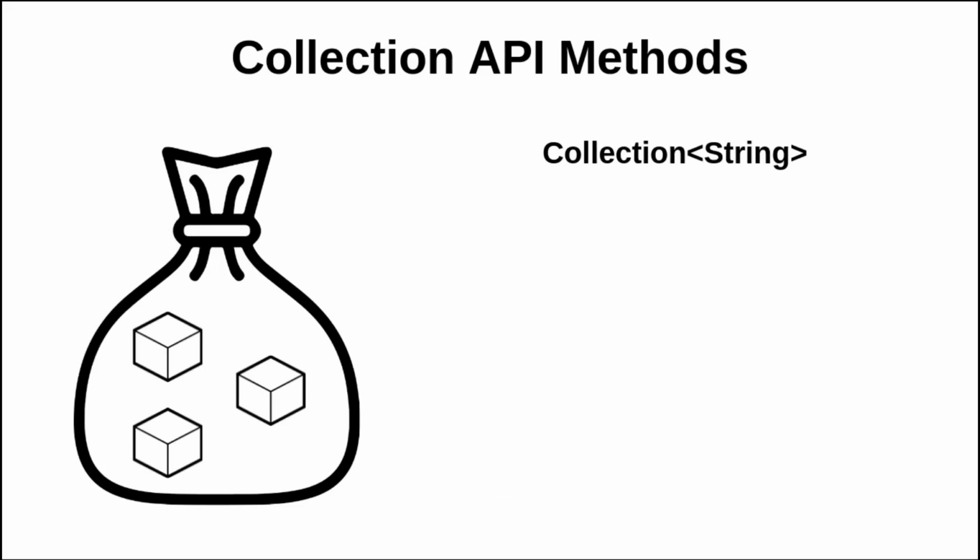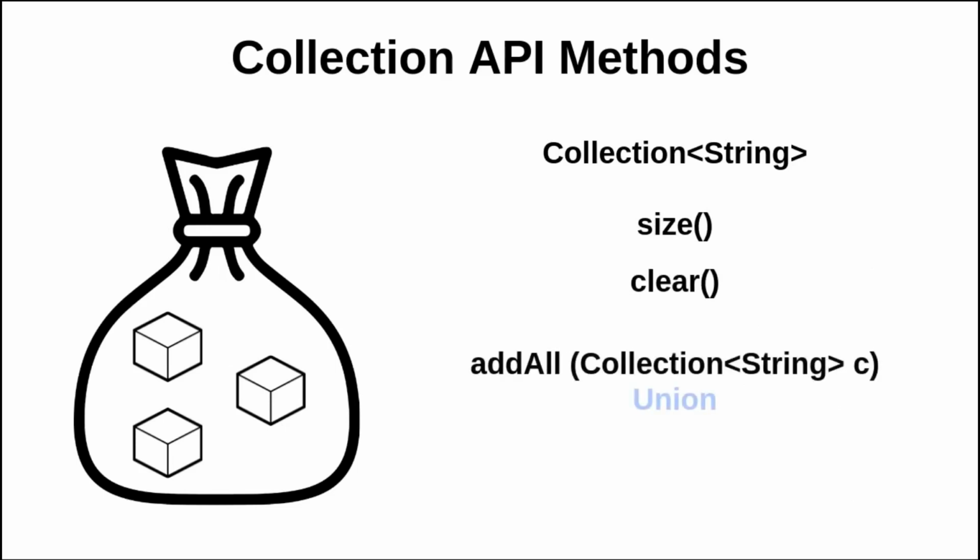I also have a method that returns the size of the collection and a clear method that clears the content of a collection. Just a remark about the addAll method, which takes a collection as parameter. In fact, this method adds all the elements of the collection in parameter to the collection in which I am. So what it does is a union operation between the two collections.